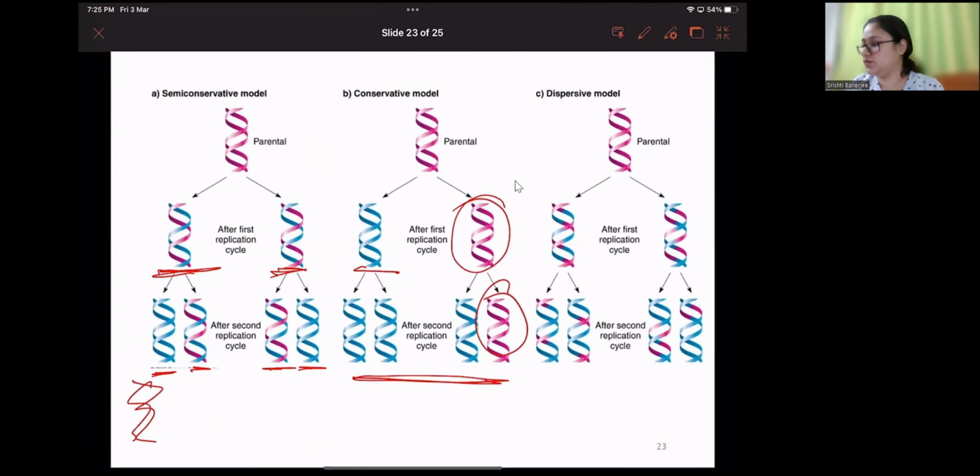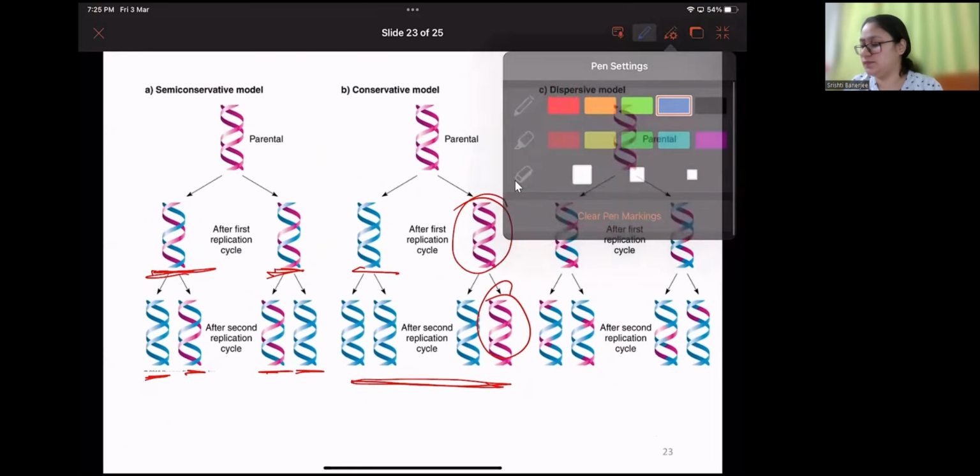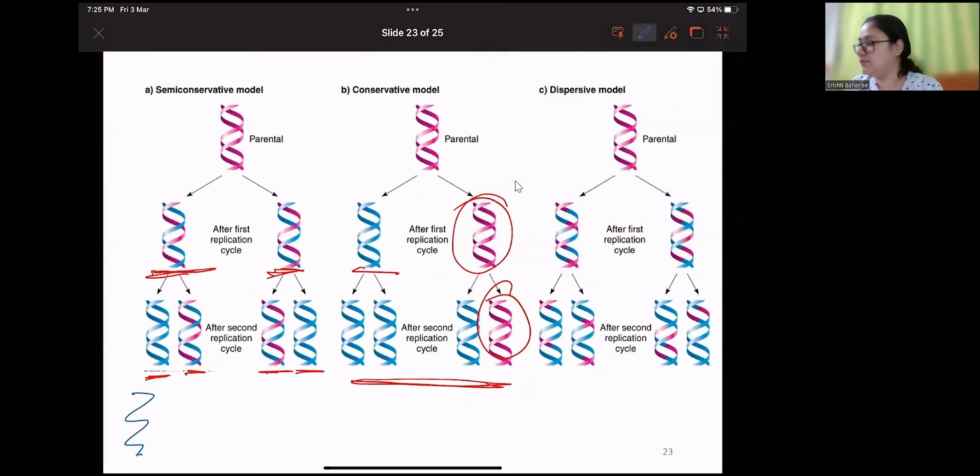Let's try to do that. So this blue, there will be the blue, and then again there will be the, I don't have pink, so I'll just put it like this. And this red will get separated. This blue will get separated. There will be a red and there will be a blue on it. So you see, it will happen in a semi-conservative way, right? So this is a semi-conservative way.